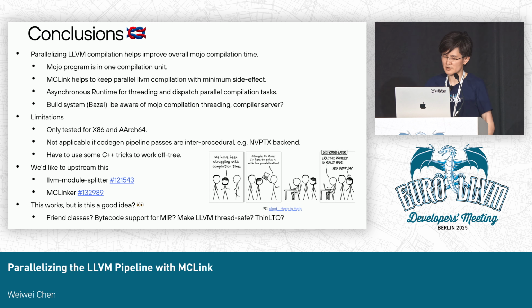I also had to use some C++ tricks to work off tree, because when I move those data structures for the codegen result out of the tree, they are mostly private and protected members. To move them out, we have to use C++ loopholes to make that happen. We would love to upstream this. I created two upstream PRs: one for the LLVM module splitter, one for the MCLink. I would love to have folks review them to see if it's beneficial for the community, and I probably should write an RFC so that we can go through the formal process to upstream it if this is something that people like.